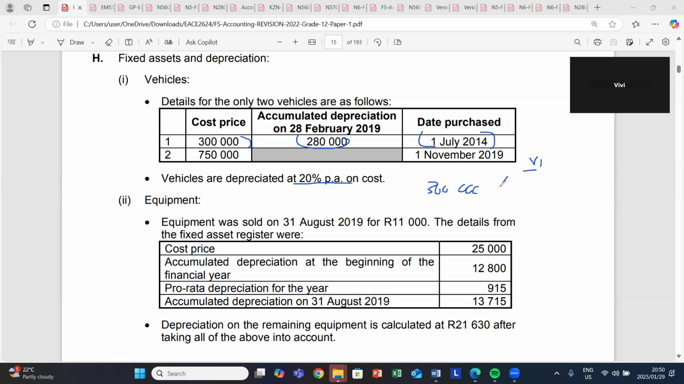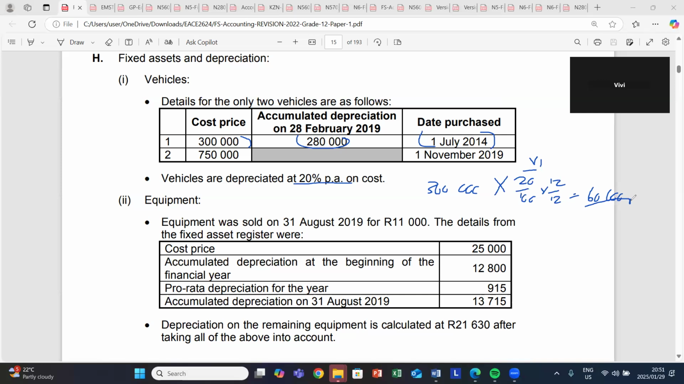So let's calculate the depreciation for vehicle one. We'll say 300,000 rand. Are you still following? Yes, sir. 300,000 multiplied by 20%, multiplied by 12 over 12. Therefore, how much do we get? That's our depreciation for vehicle one. 60,000. I think you're supposed to get 60,000 at 20%. Did you get 60,000? That's the depreciation for vehicle one.